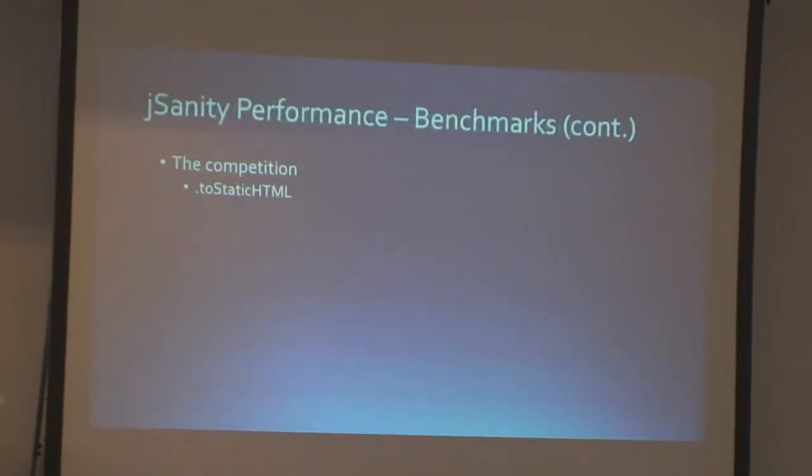But what does the competition look like? Well, toStaticHTML is amazing. It's native code. And so if you look at toStaticHTML without actually inserting markup into the DOM, it is super fast, 140 milliseconds to all done. The only thing we can say here is that our API is asynchronous, so we return immediately before 140 milliseconds passes. But we still do a lot more work.